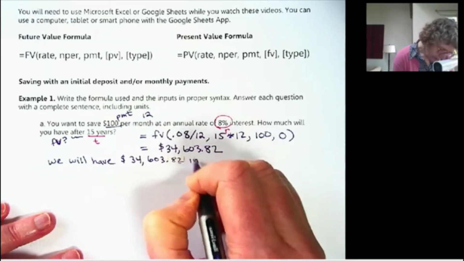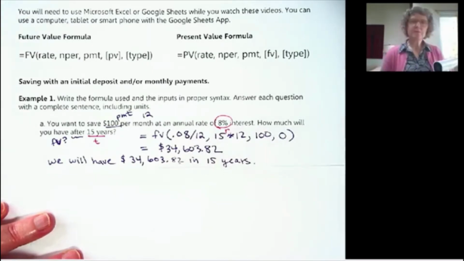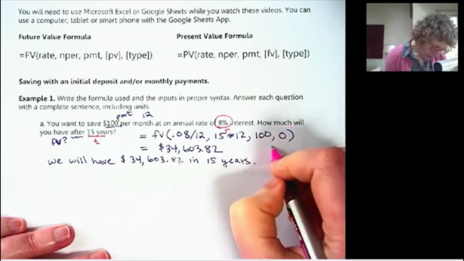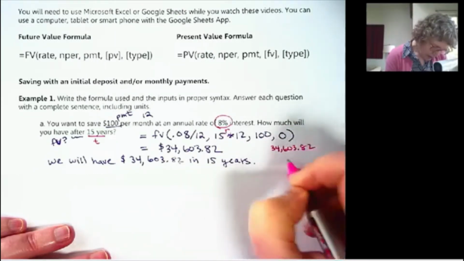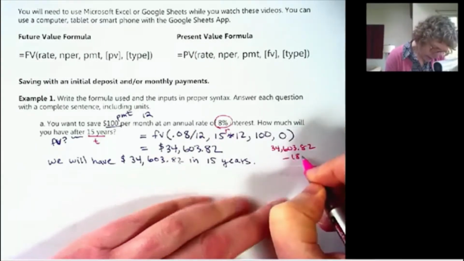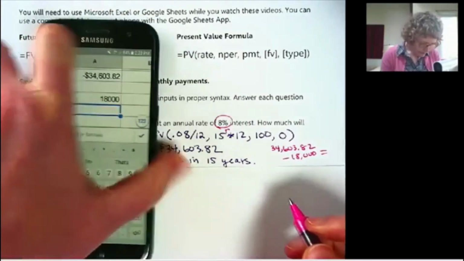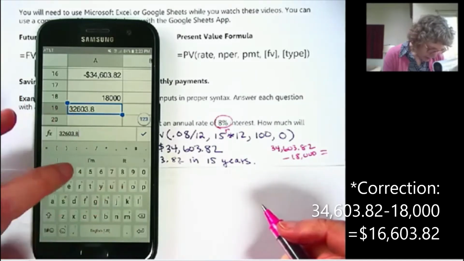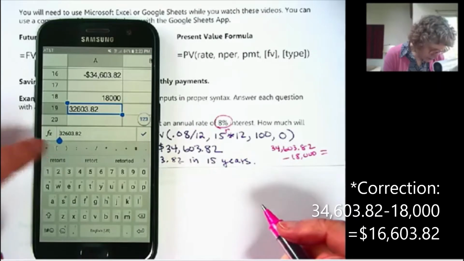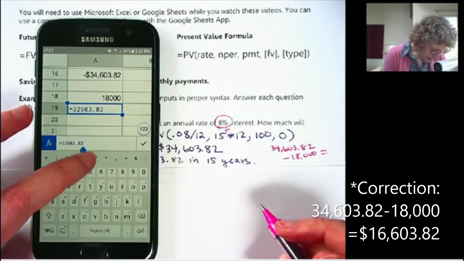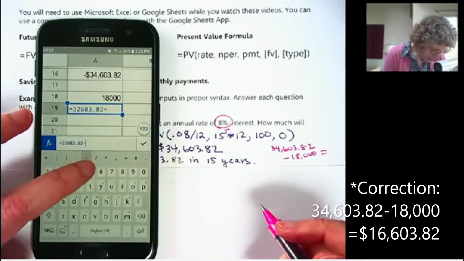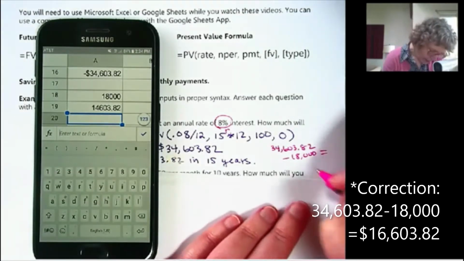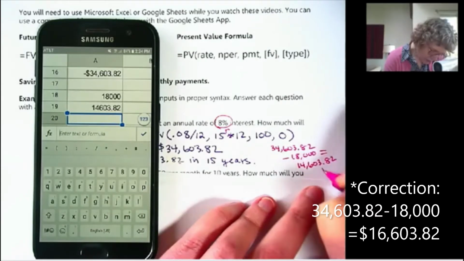$82 in 15 years. Now, some problems might ask you, how much did you earn in interest? So just on the side, I want to write down what we did. 34,603.82. If we subtracted all of our payments, that came out to $18,000. And I want to see what that is. So if I go equals 34,603.82, oops, I forgot to put my equal sign, telling it I want to calculate something, minus 18,000. That's 14,603.82 in interest.